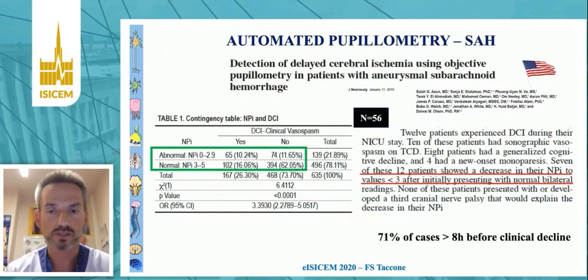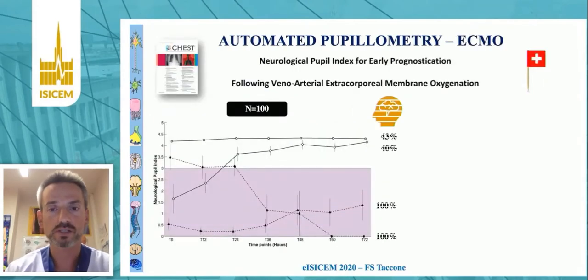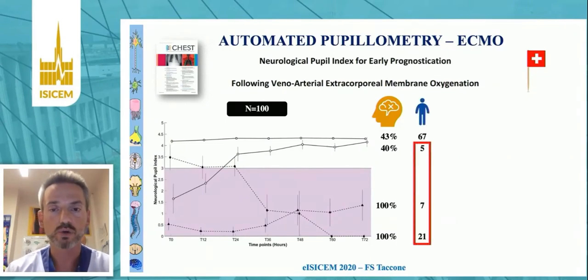In SAH patients, what these authors have observed is that NPI can be altered hours before patients show clinical signs of delayed cerebral ischemia. So the alteration of NPI at individual patient level could be used to identify patients who will deteriorate thereafter. In this subgroup of patients with ECMO, again from Switzerland, the authors have observed that the trajectories of repeated measurement of NPI are very relevant.